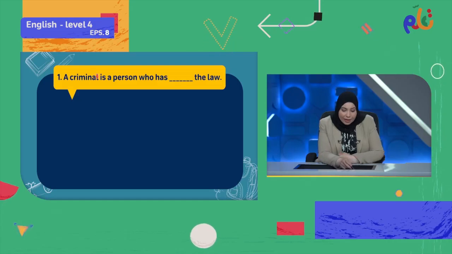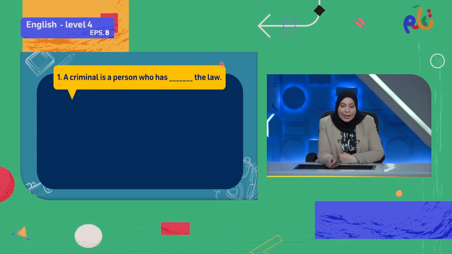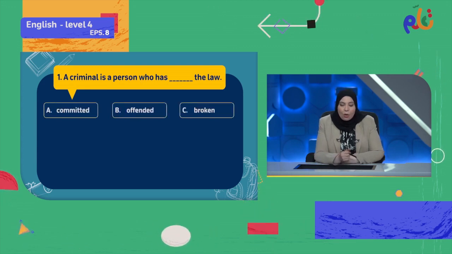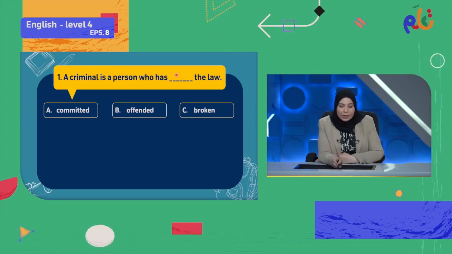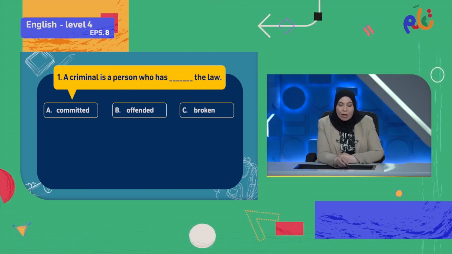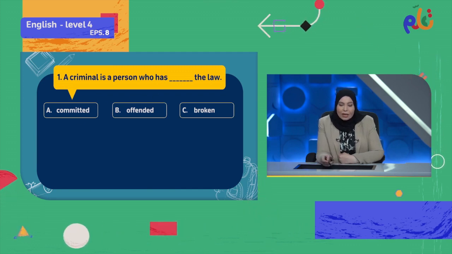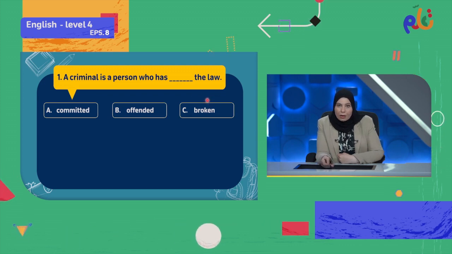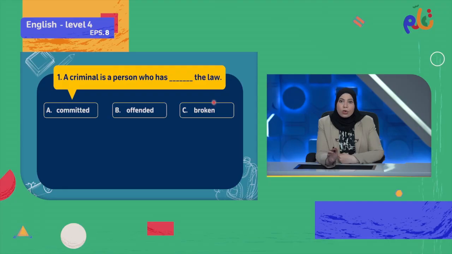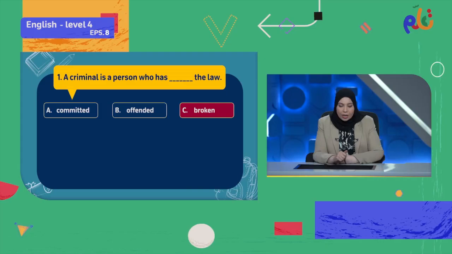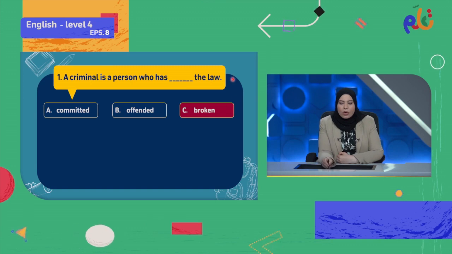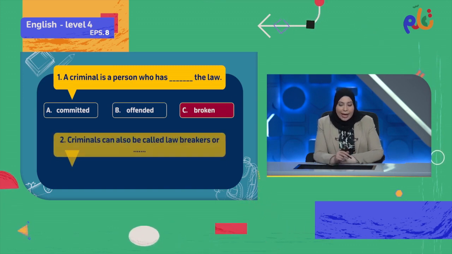So here we have: a criminal is a person who has blank the law. Let's see what would be the best verb to use here. A criminal is a person who has committed the law, offended the law, or broken the law. Here we're talking about broken. So the collocation that we usually use when we speak about law is break. So a criminal is a person who has broken the law.